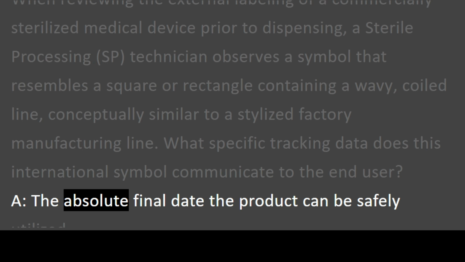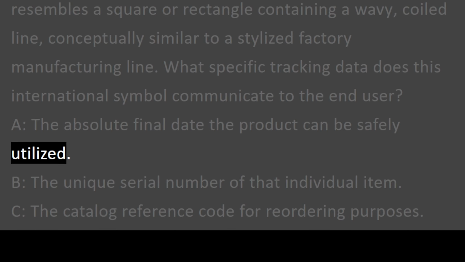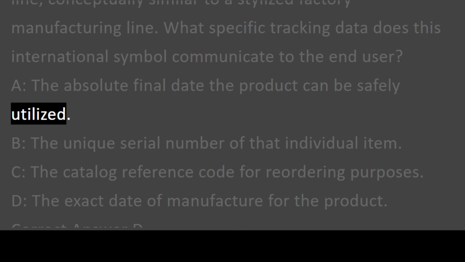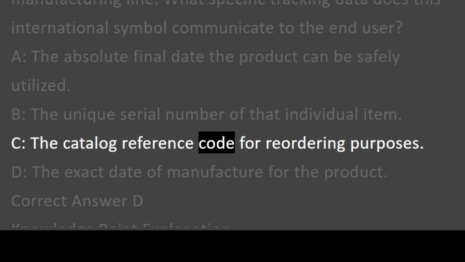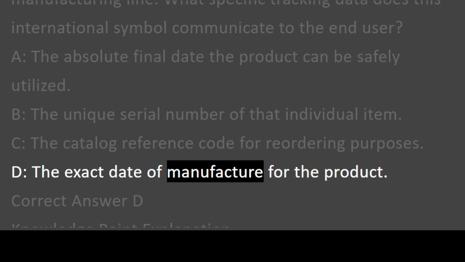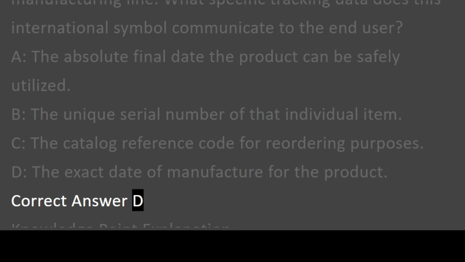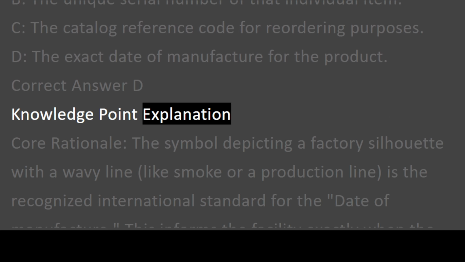A. The absolute final date the product can be safely utilized. B. The unique serial number of that individual item. C. The catalog reference code for reordering purposes. D. The exact date of manufacture for the product. Correct answer D. Knowledge point explanation.